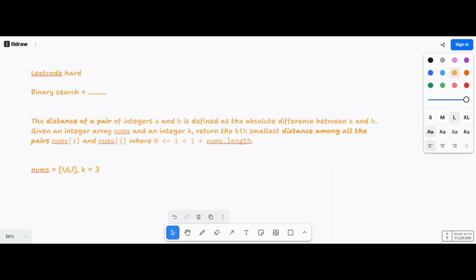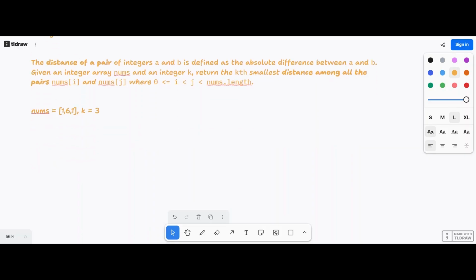Okay, so the question says that the distance of a pair of integers a and b is defined as the absolute difference between a and b. Correct. The distance between two numbers is the absolute difference between them. Now we are given an integer array nums and one integer k. We have to return the kth smallest distance among all the pairs nums[i] and nums[j], where i is less than j, between 0 to n.